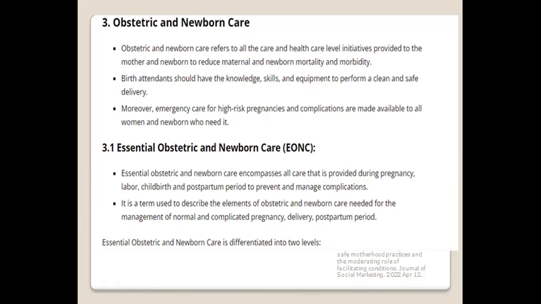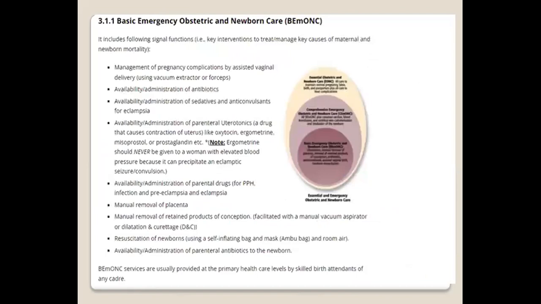The essential obstetric and newborn care is further differentiated into two levels. Basic emergency obstetric and newborn care, which includes the following signal functions or key interventions to treat or manage key causes of maternal and newborn mortality, including management of pregnancy complications by assisted vaginal delivery using a vacuum extractor or forceps, availability or administration of antibiotics, availability or administration of sedatives or anticonvulsants for eclampsia, and availability or administration of uterotonics, drugs that cause contraction of the uterus like oxytocin, ergometrine, misoprostol, or prostaglandin.